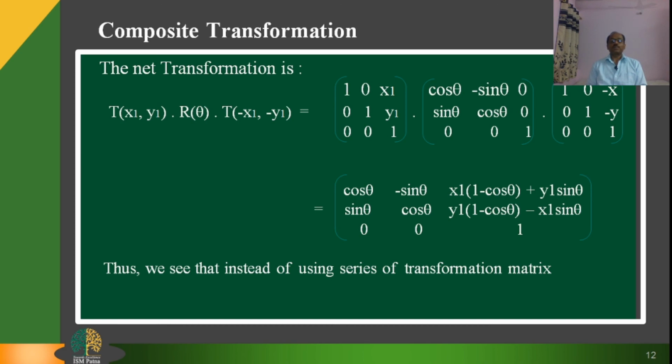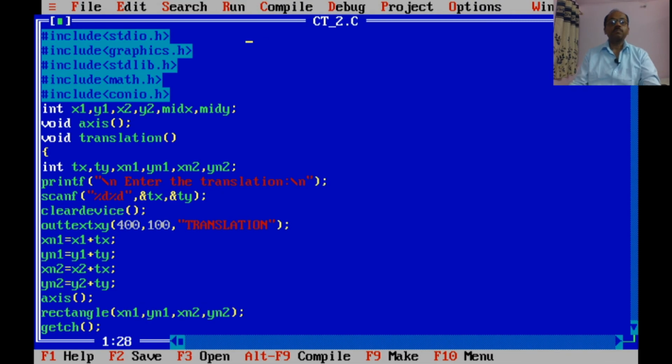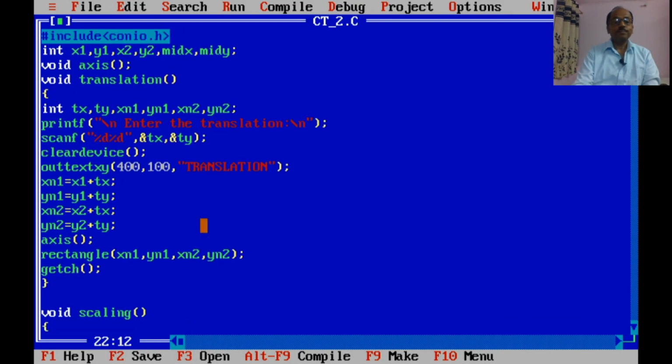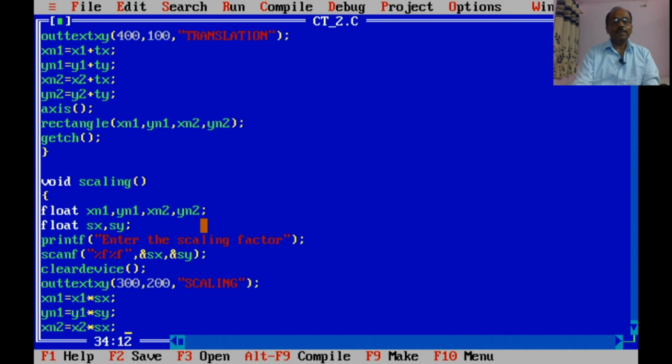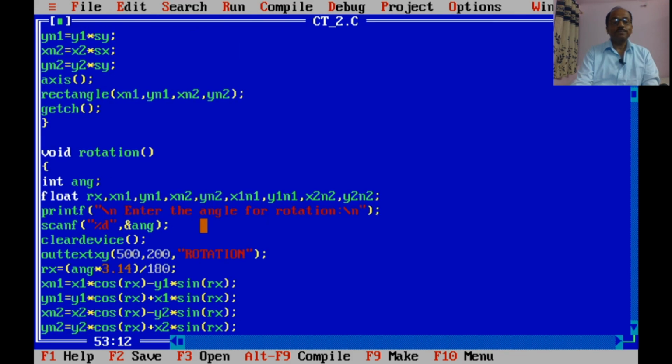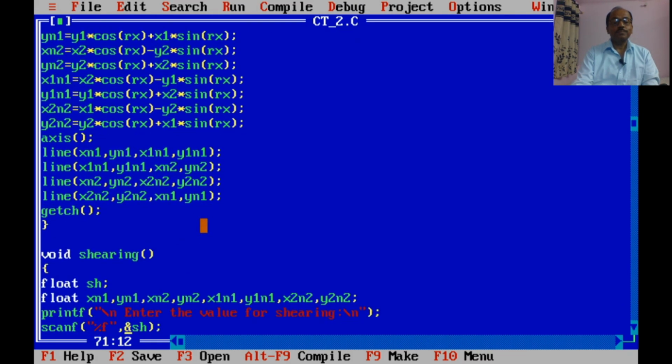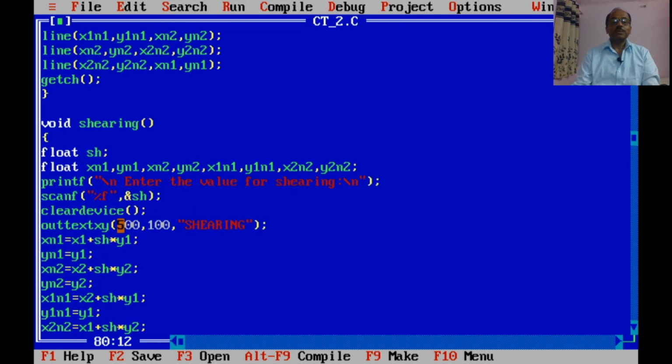So, let us move to the IDE. This is the program for composite transformation. Here we will do translation, then scaling, rotation and shearing. So, let us start. Here we will see the way by which we can do shearing.